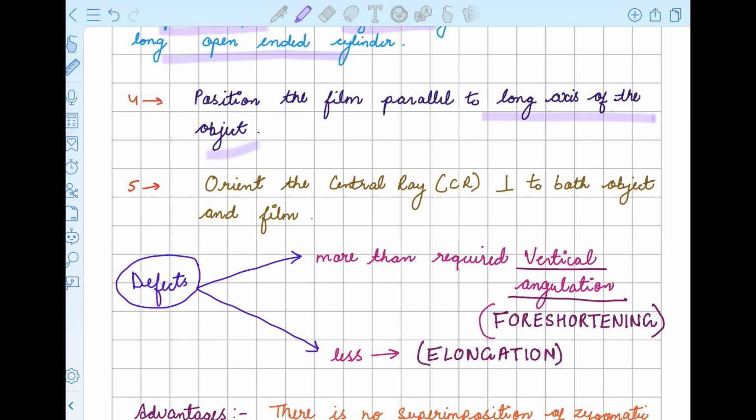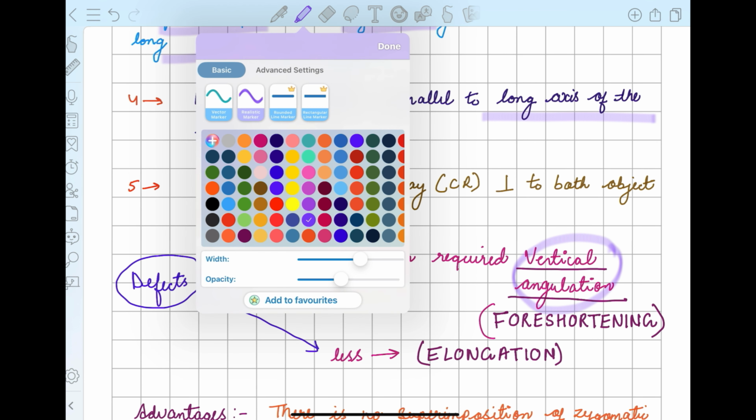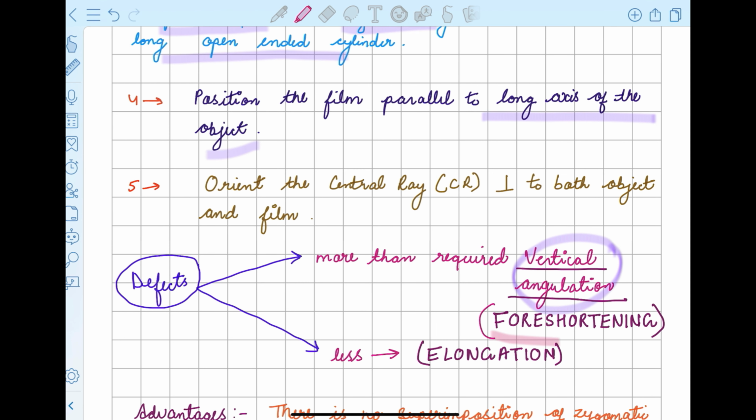Now let's see what defects you basically encounter when you go for the paralleling angle technique. First is the vertical angulation defect, meaning you give more than the required vertical angulation or less than the required vertical angulation. These are the problems that you get. The first is foreshortening. Let me explain what foreshortening is. It occurs with more than required vertical angulation.